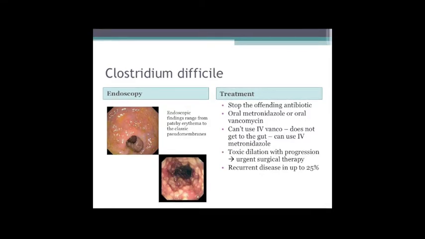Typically, for patients that are less ill, we'll use oral metronidazole or oral vancomycin. You can't use IV vanc because it doesn't get to the gut. You can use IV metronidazole. Sometimes we'll use a combination.